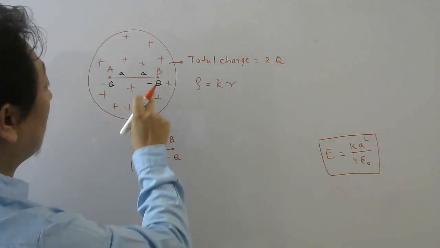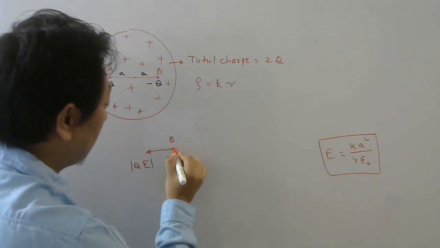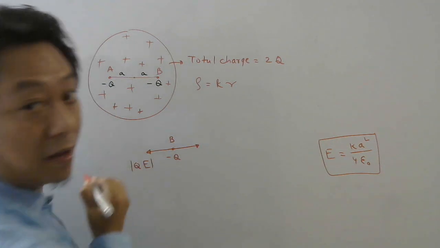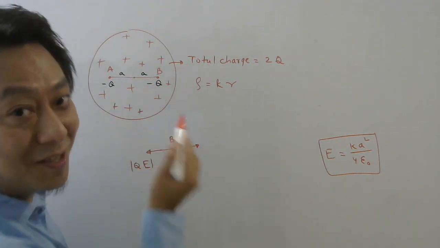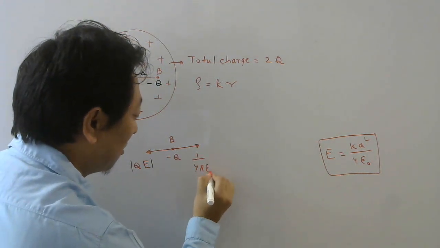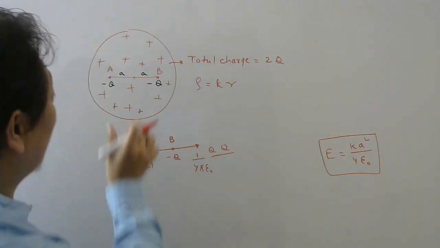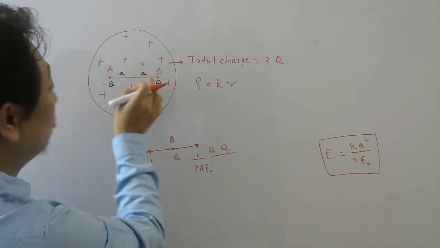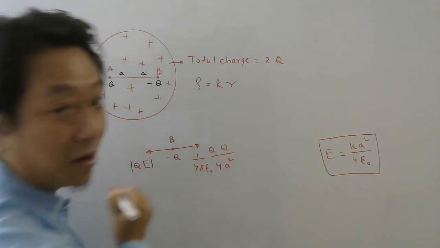Then who else will apply force on minus q? This other minus q. And both are minus q, so there will be a repulsive force. And how will you write the magnitude of that force? Well, these two are point charges, so we can use Coulomb's law. 1 by 4 pi epsilon naught, magnitude of minus q times minus q divided by the distance between them, which is 2a. So 2a square will give you 4a square.